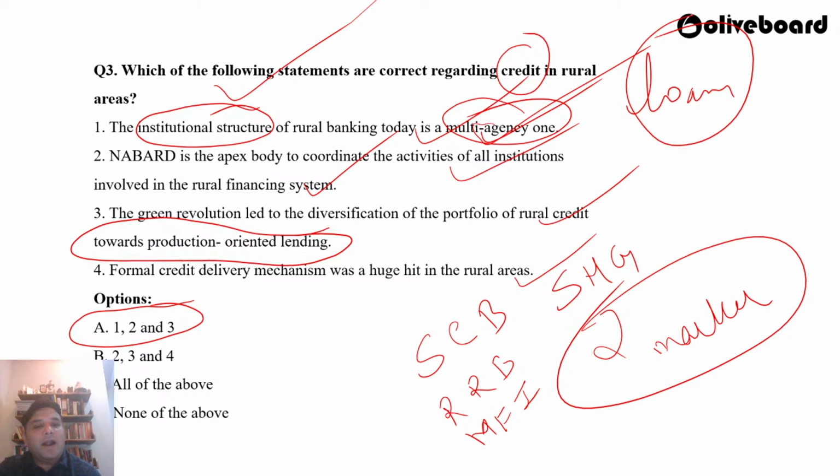Statement number 2, NABARD is the apex body to coordinate the activities of all institutions involved in the rural financing system. Of course, it is correct. NABARD is the apex regulatory body and the monitoring agency which coordinates, regulates, monitors, superintends, guides the activities of all institutions involved in rural financing system. So that's your key takeaway. These key takeaways are important because they will help you in cracking your questions in phase 1 and phase 2.